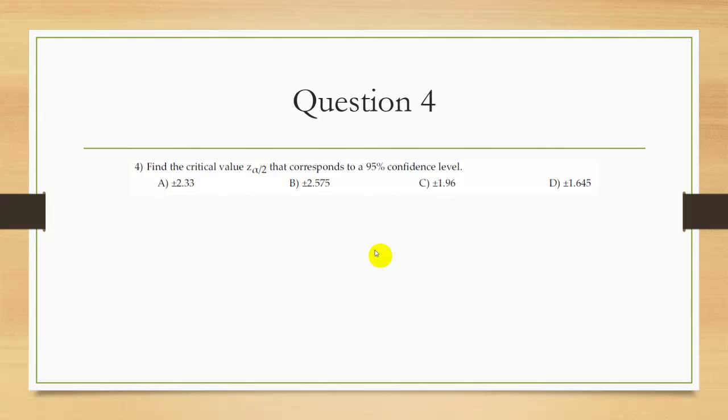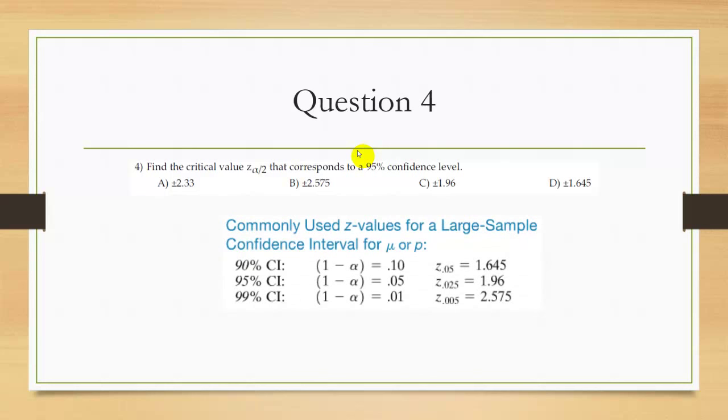All right, for number 4, we're asked to find the critical value, which we call z subscript alpha over 2 when we're dealing with confidence intervals. That corresponds to a 95% confidence interval. You might actually have these numbers memorized because there's only a few numbers that we keep recalling for these critical values for large sample confidence intervals. But this will be on your formula sheet. It's commonly used z-values for large sample confidence intervals.